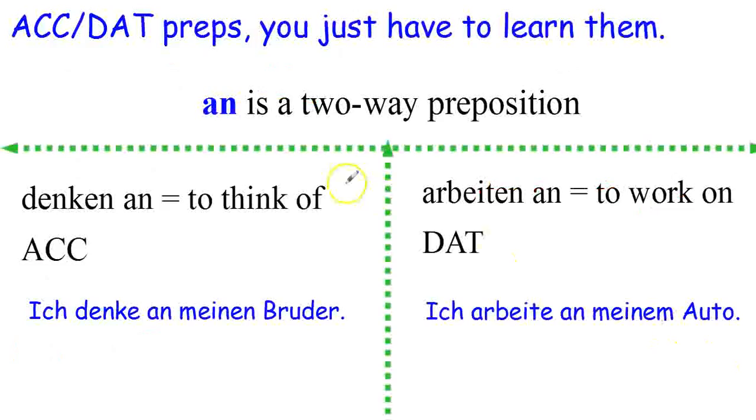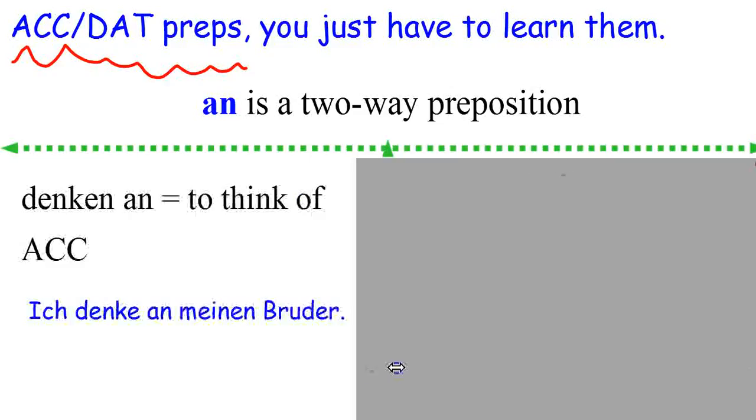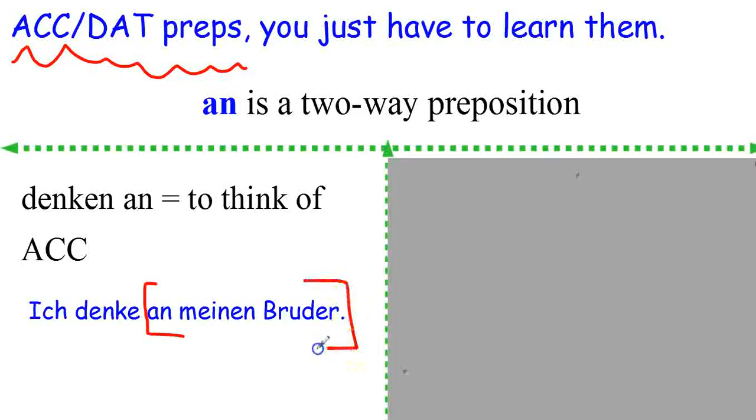So what happens when we have these crazy two-way prepositions? These are the ones you just have to learn. So this example using an. An is a two-way preposition: an, auf, hinter, in, neben, über, unter, vor, zwischen. So this one in particular, denken an, always takes the accusative case. It just does. So, to think of something: ich denke an meinen Bruder. So I think of my brother, taking the accusative case.